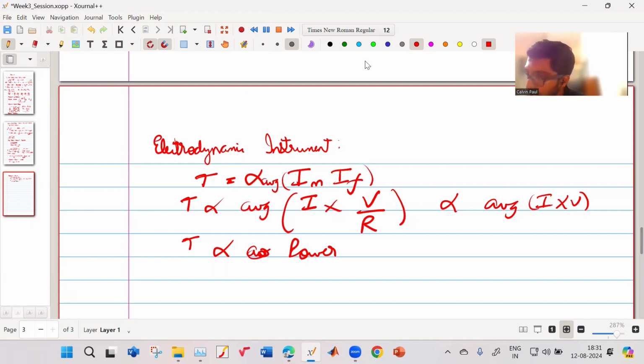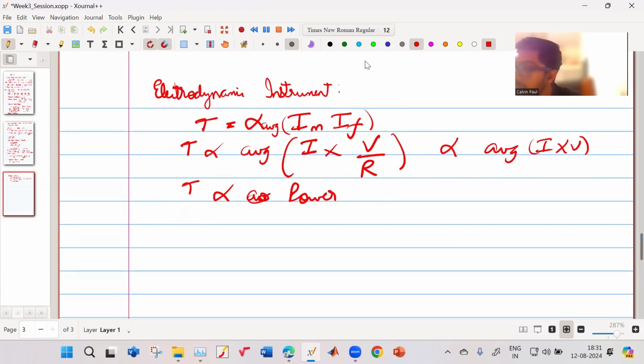In this way, using the concept of the electrodynamic instrument which we studied earlier, which we used for measuring the RMS current, so we could use it for AC quantities also. Now, instead of both the fixed coil and the moving coil carrying current, we make one of the coils carry a current which is proportional to the voltage, which has the information of the voltage. Using that, we can take the average of the current into voltage, which is the actual power. This is the logic behind the use of a wattmeter.